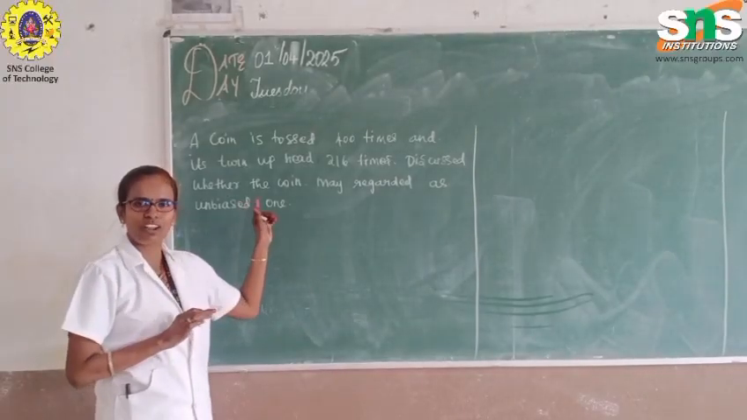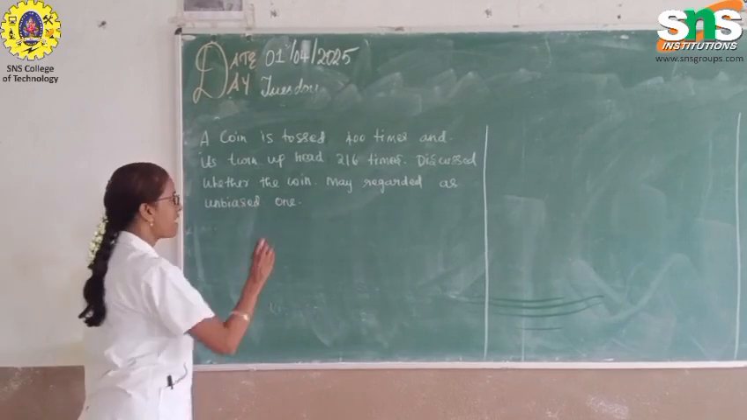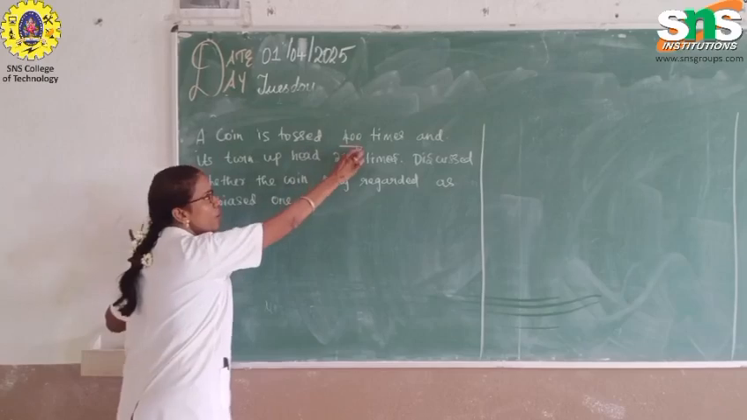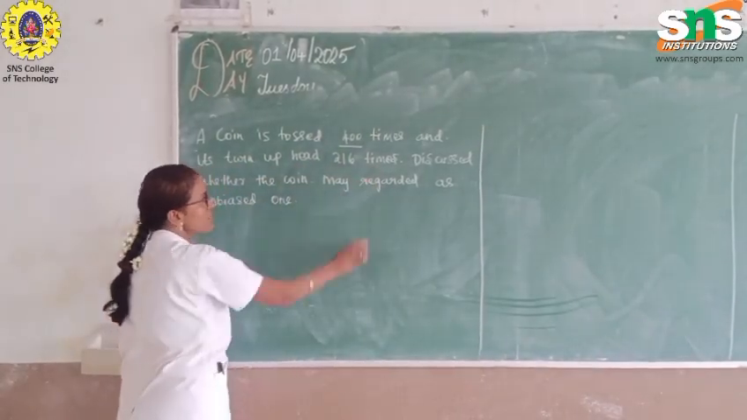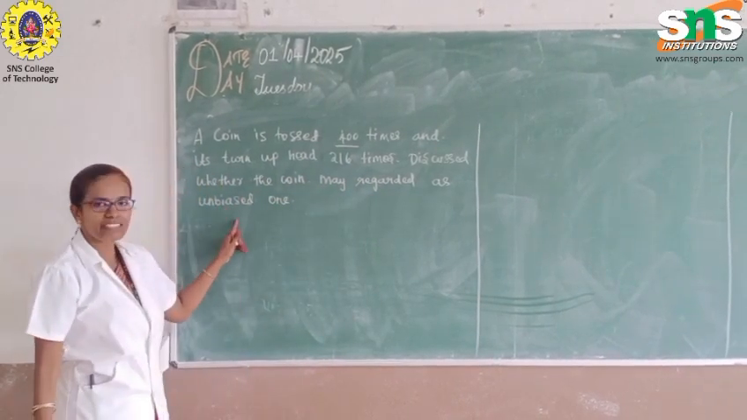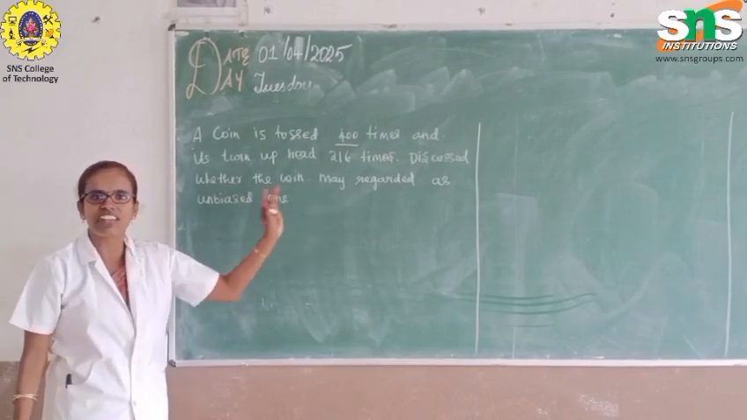Today we are going to solve a problem under large sample. First, we start by thinking about the n value. I am going to read the problem. A coin is tossed 400 times and it turned up head 216 times. Now we are going to discuss whether the coin may be regarded as an unbiased one or a biased one. That is the statement given in the problem, and that is what we need to verify.